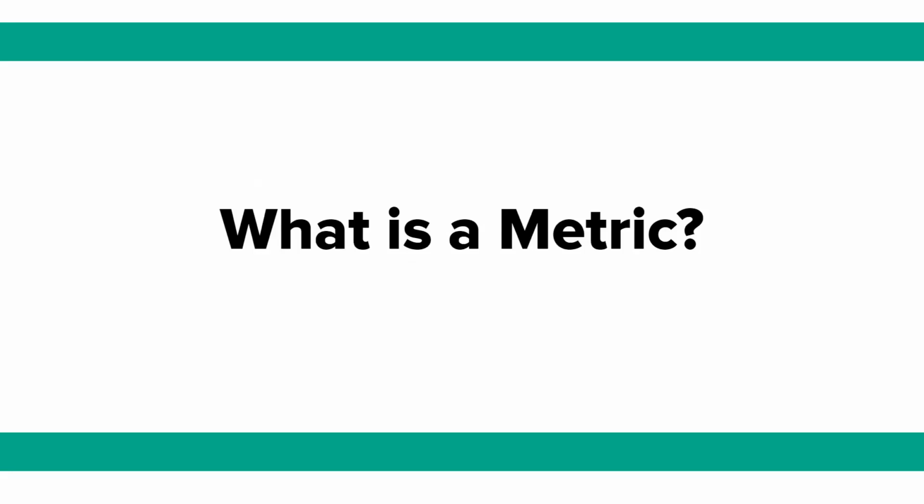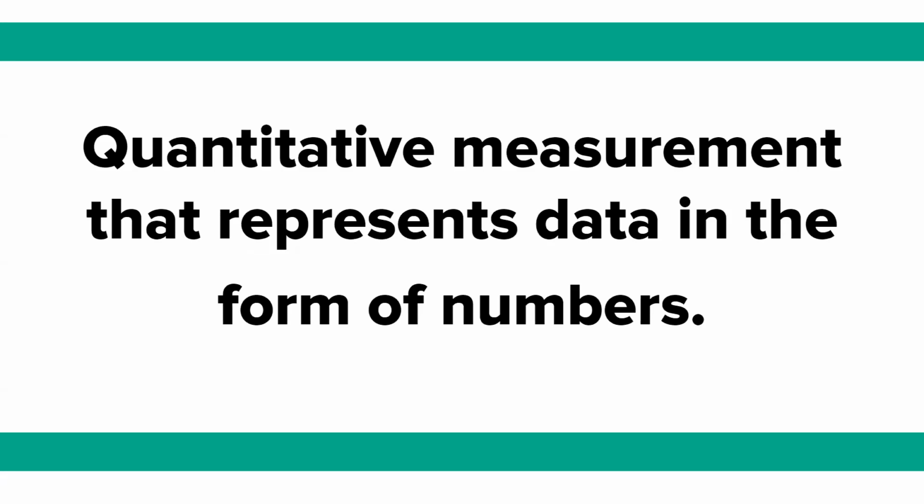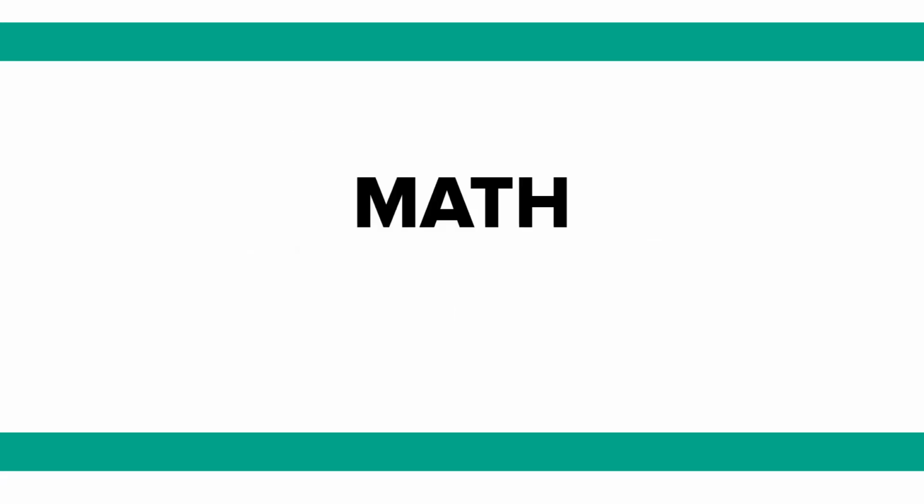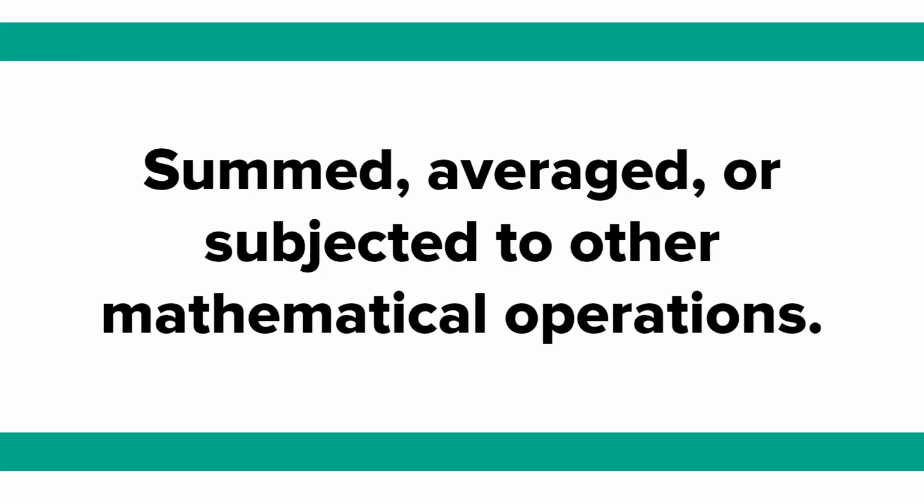Now, what is a metric? A metric is a quantitative measurement that represents data in the form of numbers. And remember that it will always be a number, because think math. If you can do math with it, it will be a metric. Okay. Can it be added up? Can it be averaged? Can you minus, right? Any mathematical operation will be a metric.